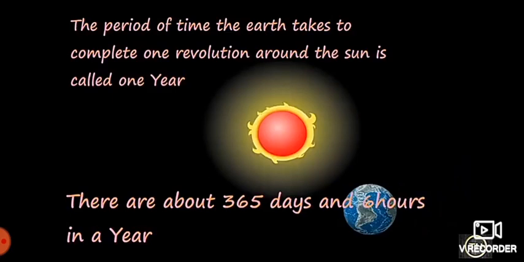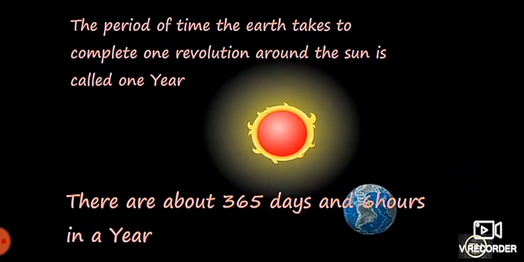So whatever time is taken to complete this one revolution around the sun, who is doing this revolution? Earth is doing it. So whatever time is taken by the earth to complete one revolution around the sun is called 1 year. There are 365 days and 6 hours in 1 year. So this is what we have learned about the new concept, that is a year. Because of revolution, children, we have a year, and because of rotation we have a day.